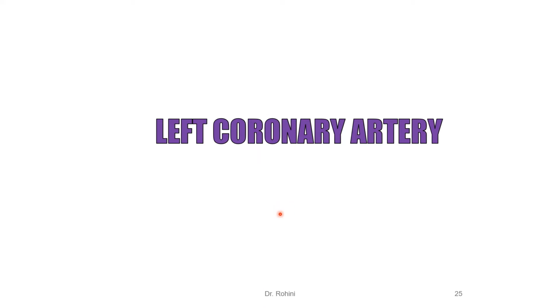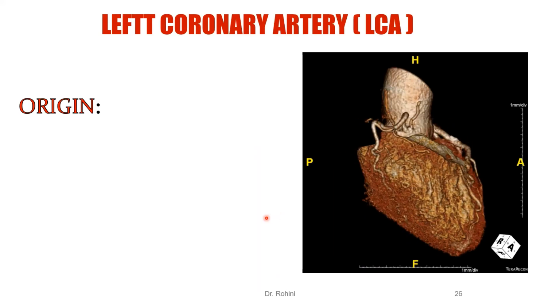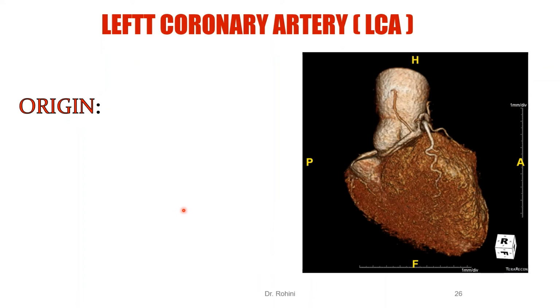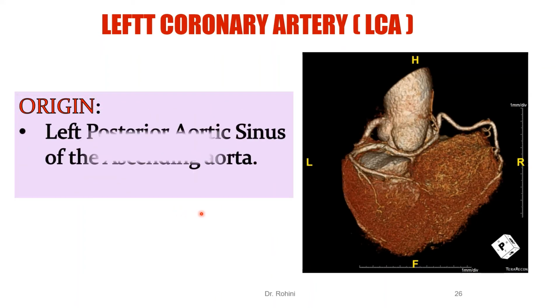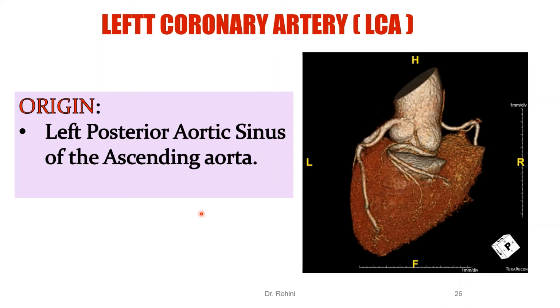Coming to the left coronary artery. So we are done with the two segments of the right coronary artery. In the left coronary artery, we are not dividing it into segments. It is simple. Okay. Left coronary artery, from where it arises, you all know now: the left posterior aortic sinus of the ascending aorta.